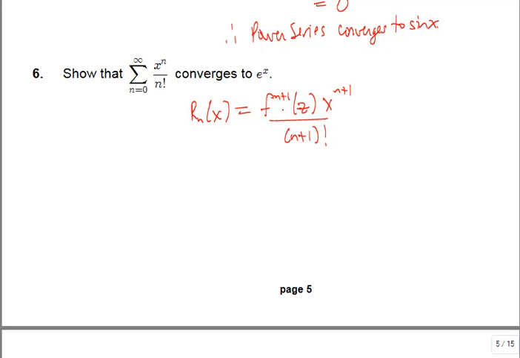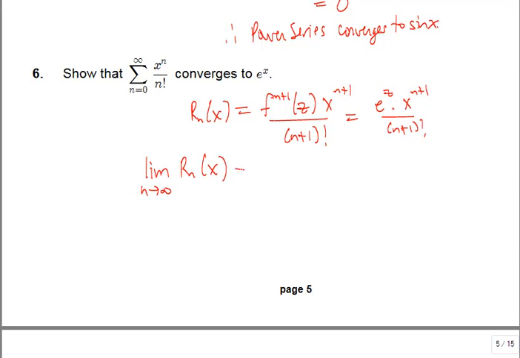So what do we know about this nth plus 1 derivative if we're talking about the e to the x function? Well, the derivative of e to the x is always e to the x. So if we evaluate this at z, then this is going to be e to the z times x to the n plus 1 over n plus 1 factorial. That's true for every value of z. So what about this limit then?